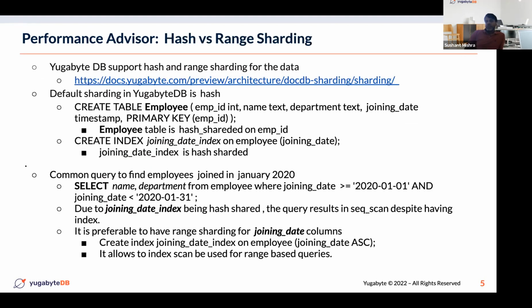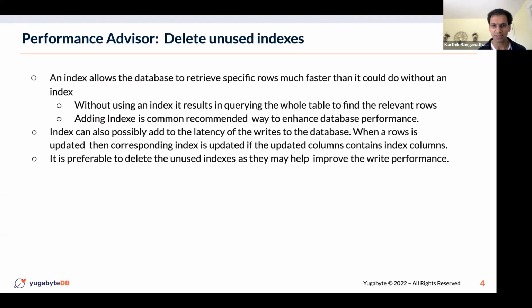The next recommendation which we implemented is the suggestion for hash versus range sharding. So by the way, Sushant, I think one question on the previous thing. Specifically, why is deleting unused indexes actually more useful in a distributed SQL database compared to a traditional database? Can you talk about that? Because all databases, Oracle, SQL Server, DB2, Postgres, can have unused indexes, but why specifically is this more important in the context of YugabyteDB? Yeah, most definitely.